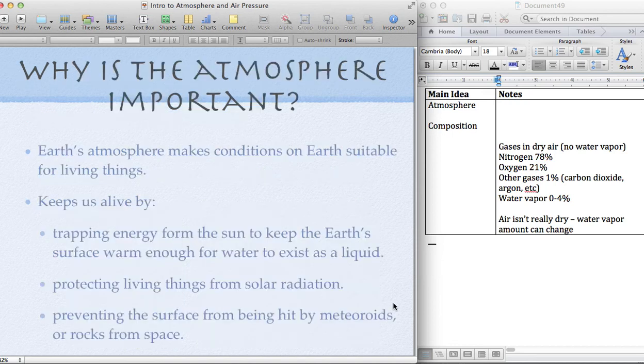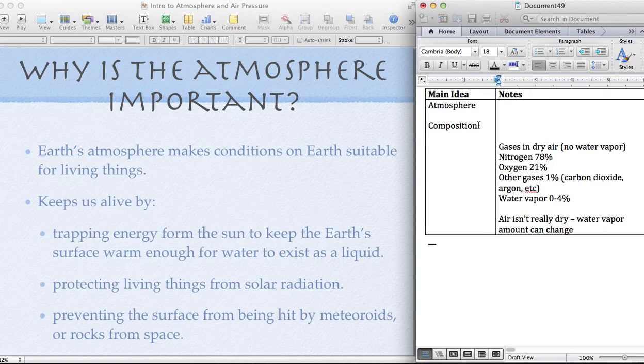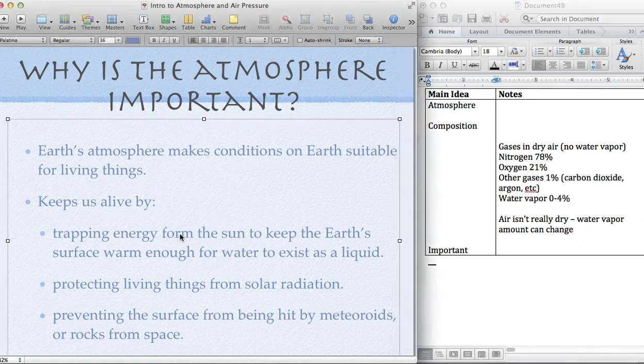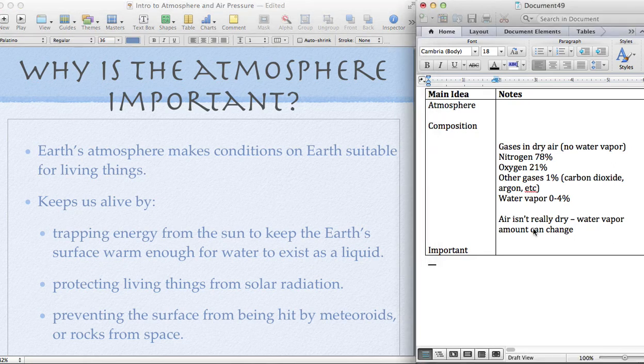So the last thing we want to look at tonight is why does the atmosphere matter? Why do we care? Why is it important? The atmosphere is important because it does a couple different things, right? First off, it traps energy from the sun to keep Earth's surface warm enough for water to exist as a liquid. It's kind of a mouthful, so we've got to try and rewrite that in our notes, make it a little bit shorter. Without the atmosphere at night, Earth would get so cold that all the water would freeze. But that doesn't happen, right? It doesn't get super cold at night.